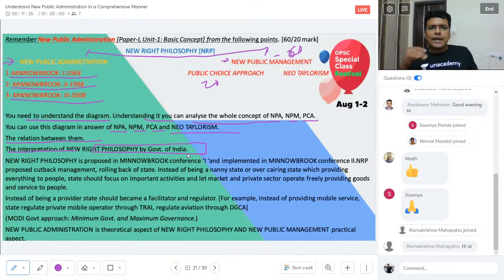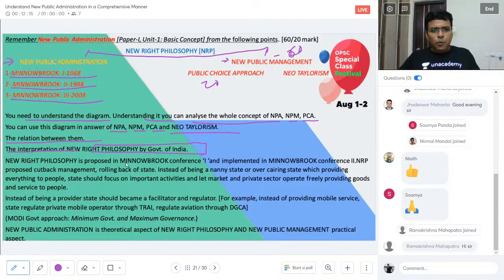So while writing on new right philosophy, give examples. You can give a current example for Minnowbrook 1, again for Minnowbrook 2, and for Minnowbrook 3 also. There is a dearth of current examples in answers on new public administration, and your answer will be way different from all other people's if you can give current related information. We will discuss how to use current information in this.